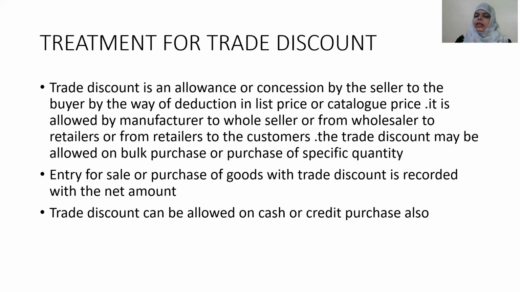The listed price or catalog price is the price of the goods which is mentioned on the product itself. It is allowed by the manufacturer to the wholesaler, by the wholesaler to the retailer, or by the retailer to the customers. This is the chain we follow in business. The trade discount may be allowed on bulk purchases or purchases of specific items.